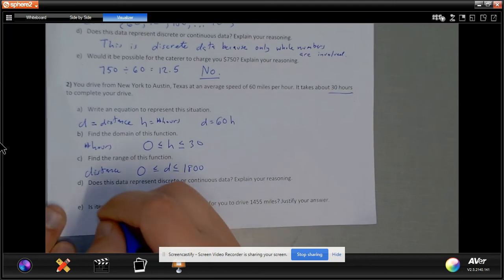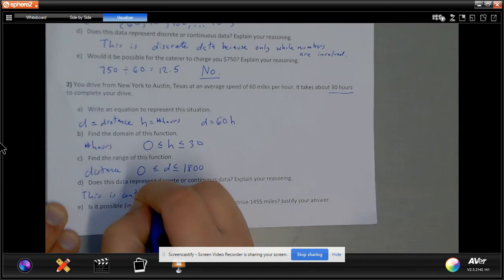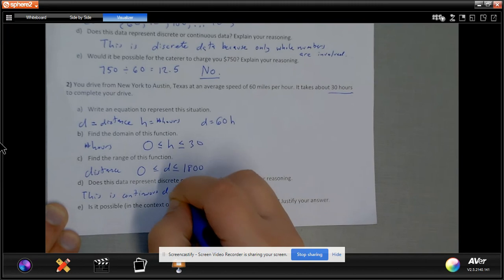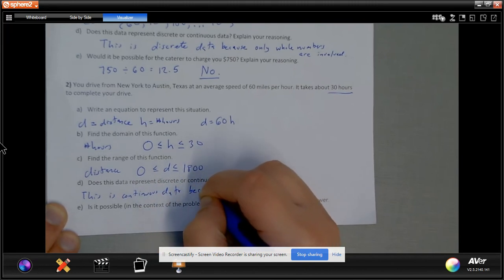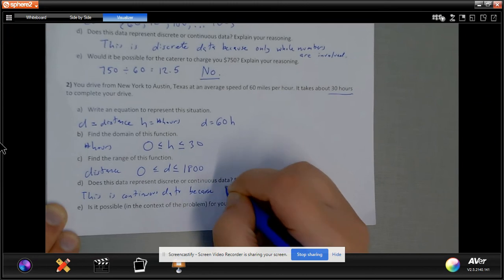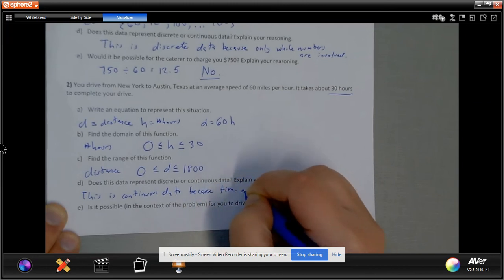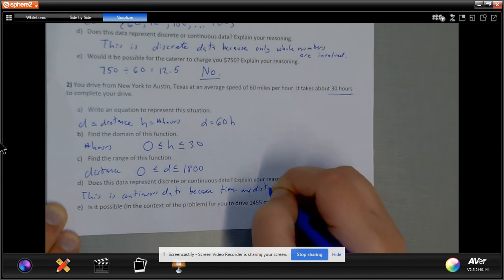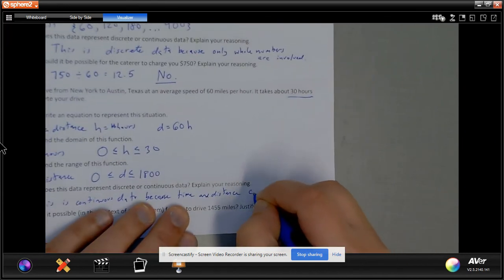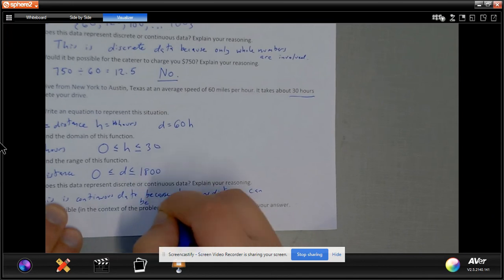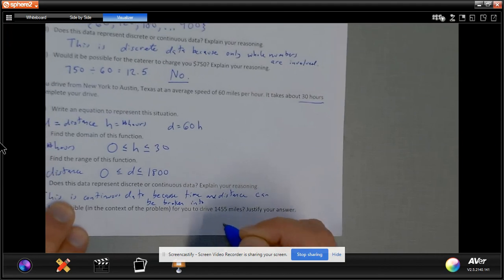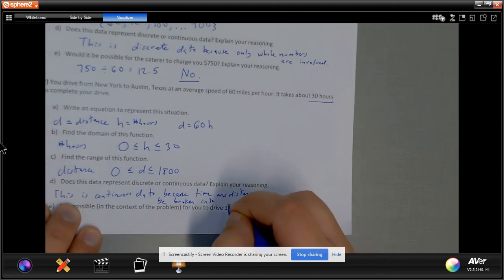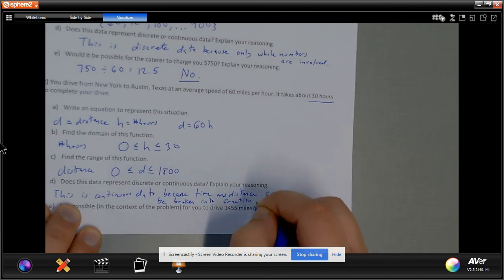And so this does represent continuous data, because time and distance can be broken into fractions.